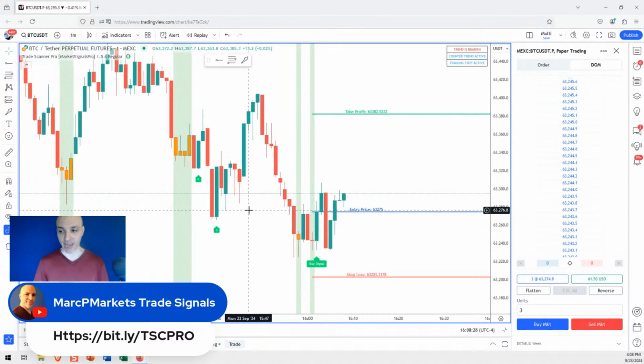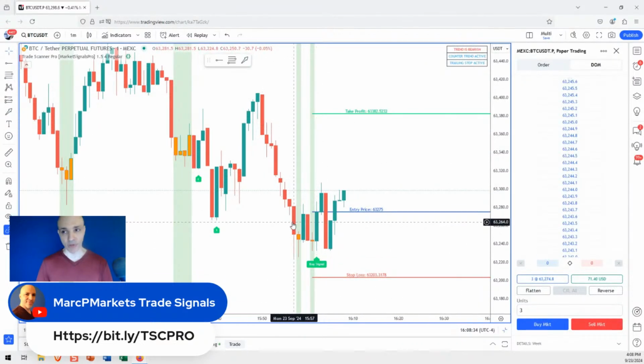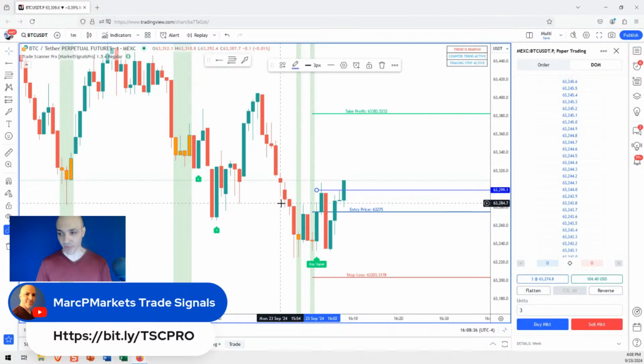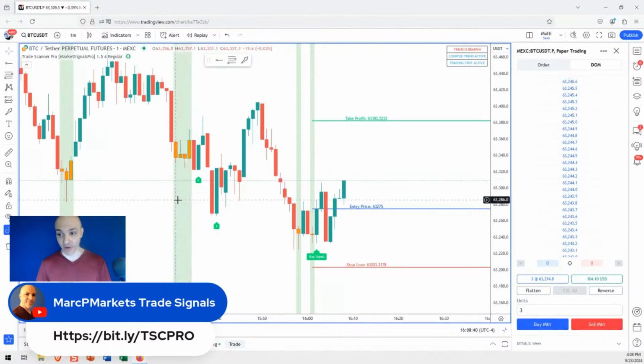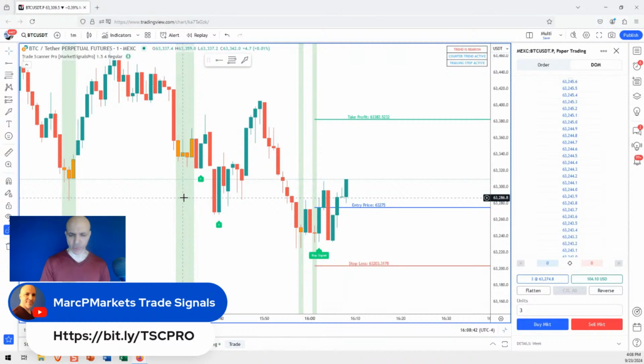I like to use that as an opportunity to add, but I have 3 contracts on now anyway, so I'm not going to add, but that's usually a nice opportunity to add. Also, a break of this high can also be an opportunity to add. And that's a very valuable thing because you lose on smaller size, and you win on bigger size, right? That's the whole idea. How do you make sufficient money on M1?